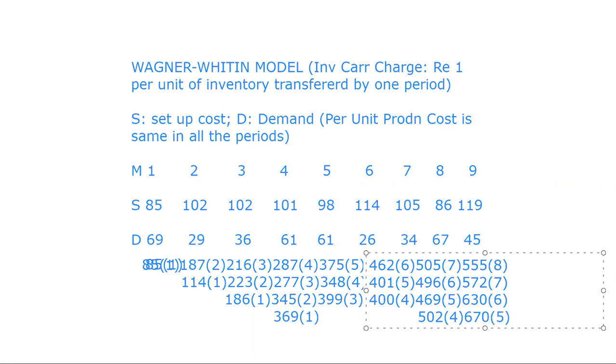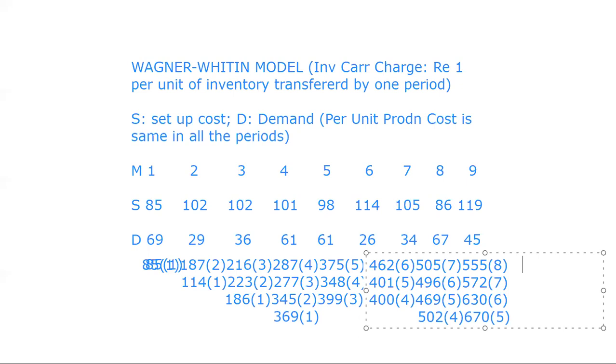Okay. So now comes a very important result, which says that for the 8th period, it is optimal to produce in period number 8. So now what are the implications for the 9th period? For the 9th period, what should be done? Can somebody tell what is in the 9th period? I produce it in the 9th period.